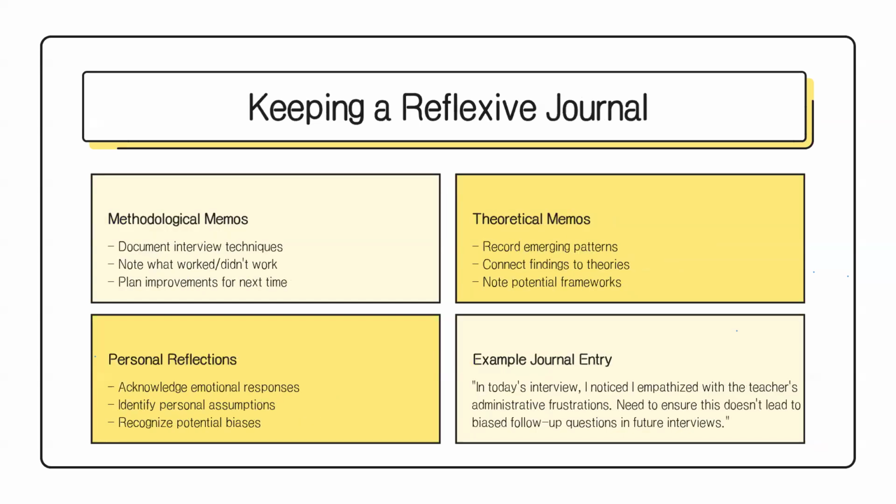Your reflexive journal should include 3 types of memos: methodological memos, documenting interviews, techniques, and improvements. Theoretical memos record emerging patterns and connections to theories. Personal reflections acknowledge emotional responses and identify assumptions.